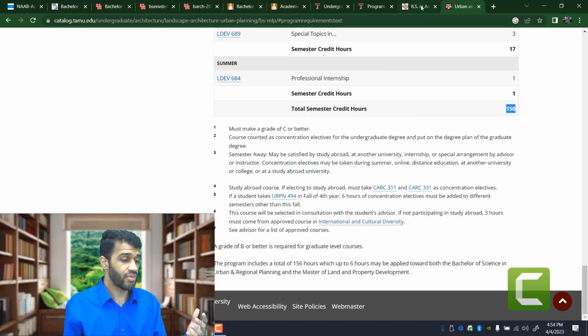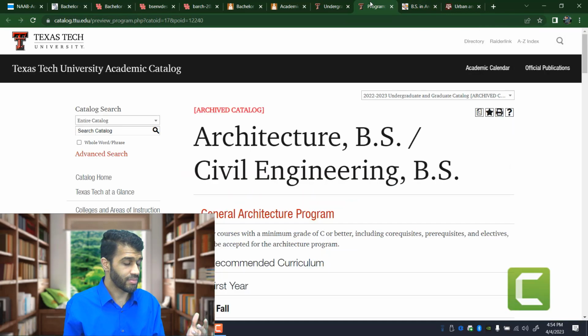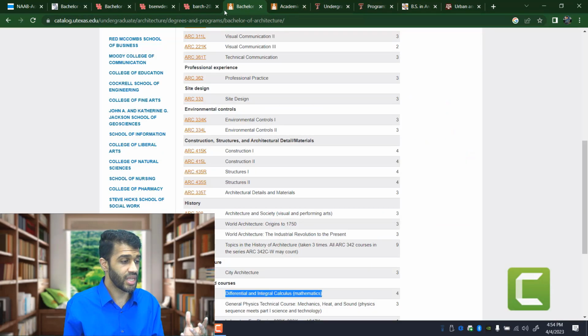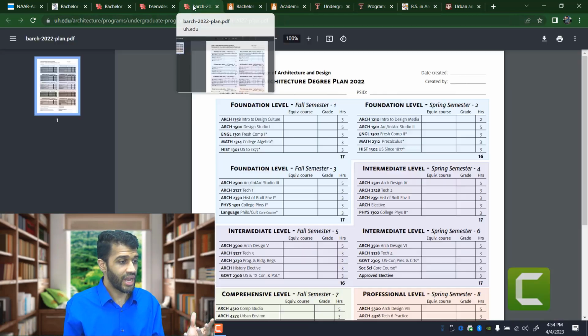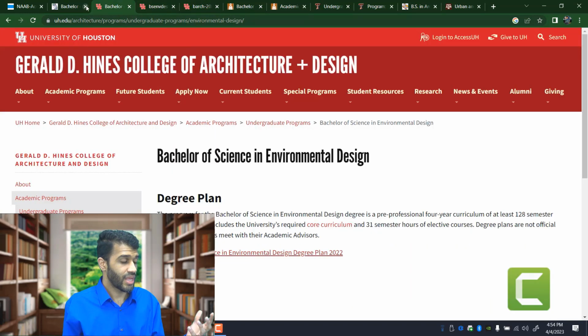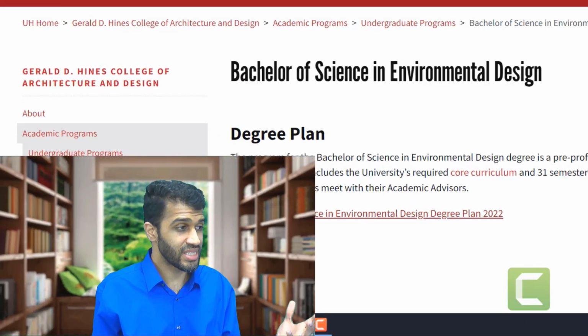So if we were to look at all of these programs, these are more or less all the architecture programs inside the state of Texas. And if I compare and contrast them very, very quickly, as I said, you're looking at an average of 160 credit hours. We're looking at how the classes are oriented. We're looking at professors after that. How do I sign up?